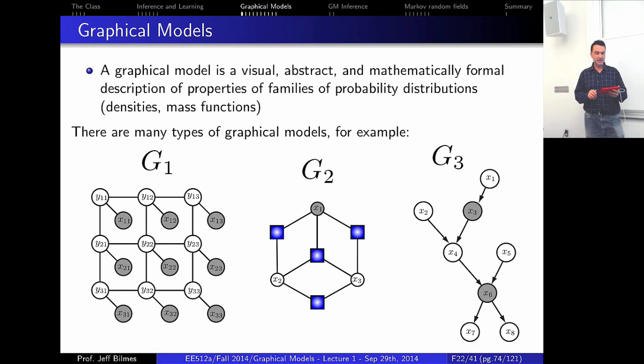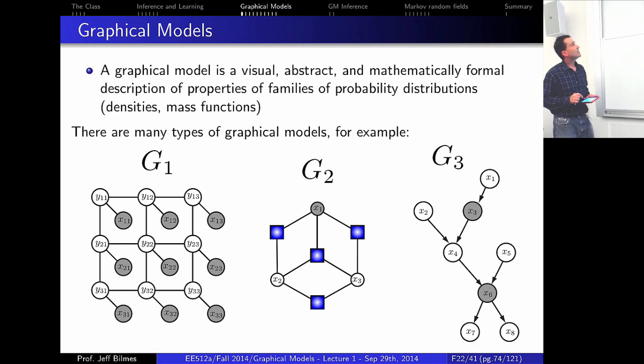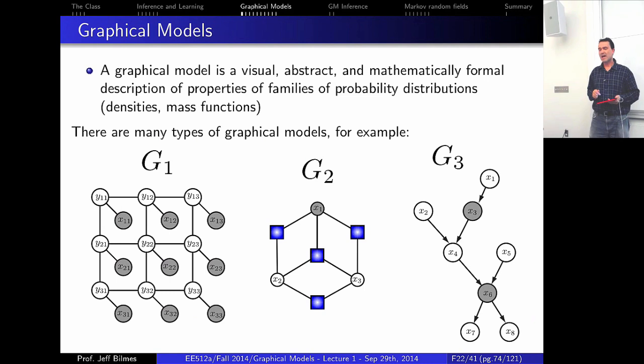So graphical model. Okay, so here there are lots of different graphical models. A graphical model is a way of specifying a family of probability distributions. A graphical model is visual, because it uses graphs. Abstract, because it doesn't talk about one probability distribution, it talks about many. Mathematically formal, because every graphical model essentially corresponds to a set of equations, and a very precise set of equations.